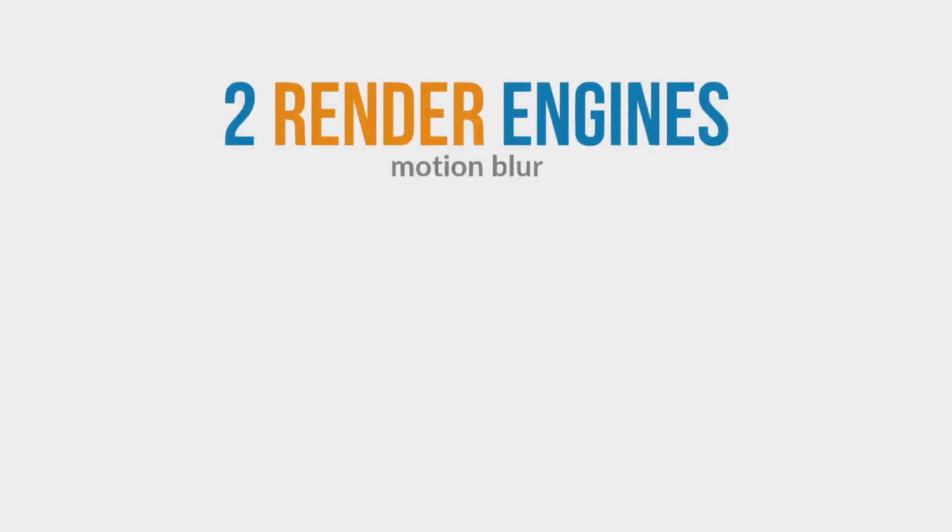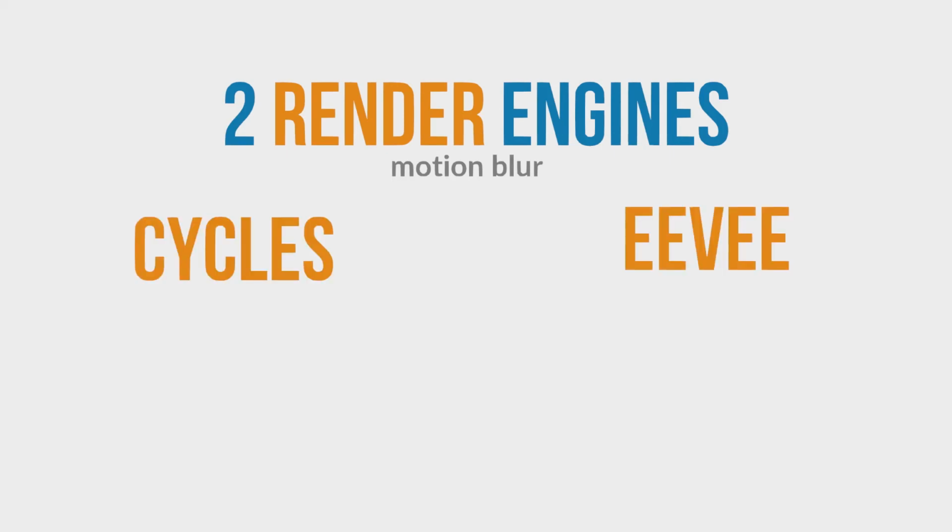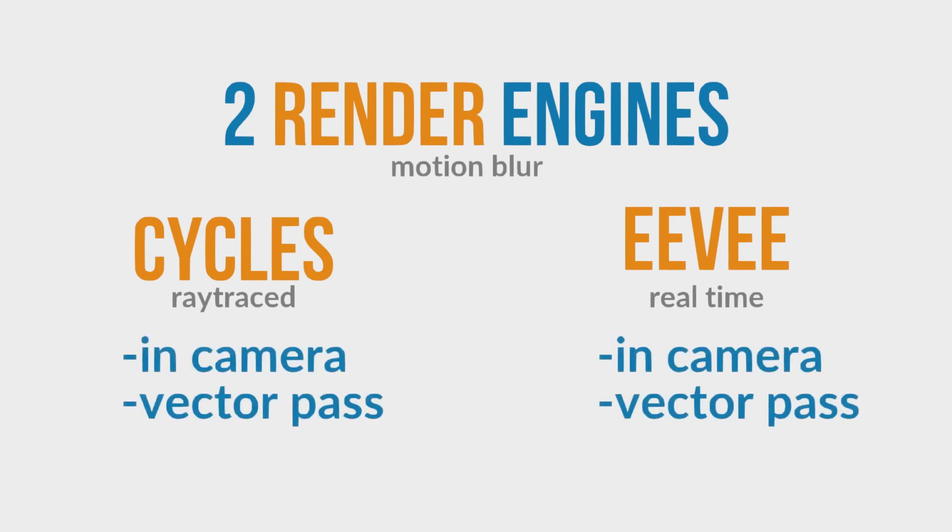So let's try and recap how we can get motion blur into our renders. We've got our two render engines inside Blender. We have Cycles and we have Eevee. Now the Cycles rendering engine is ray trace based, which means it's highly accurate but a lot slower. And the Eevee rendering is real time, which means it's super fast. However, when we're working with motion blur, Cycles has the in-camera effect as well as the vector pass. And at the time of this recording, Eevee doesn't have either of those.